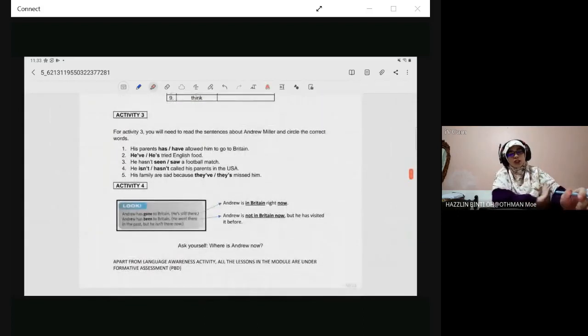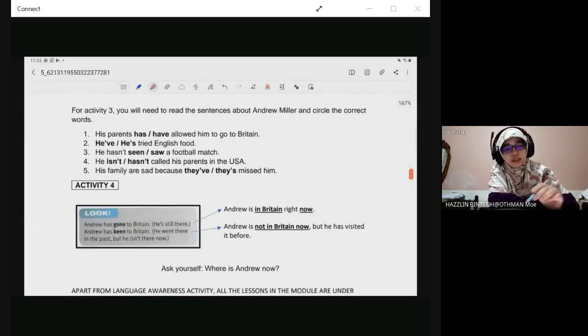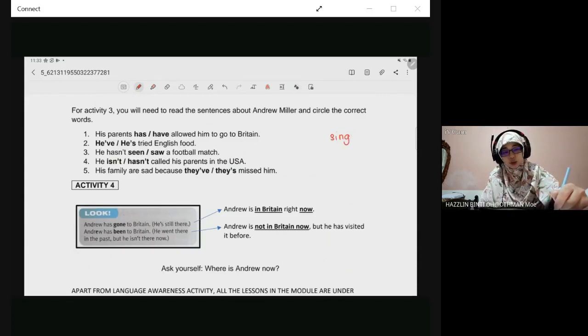Okay, exercise 3. For activity 3, you will need to read the sentences about Andrew Miller and circle the correct words. For this one, you need to pay attention to the subject. Is it singular or is it plural? Remember, if it is singular, you have to use "has". If it is plural, you need to use "have". So pay attention to the subject.